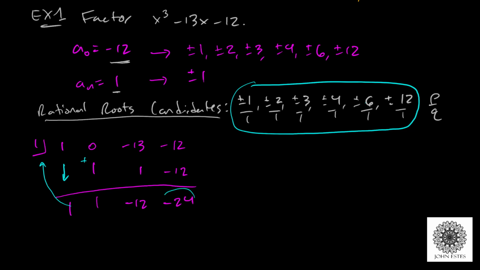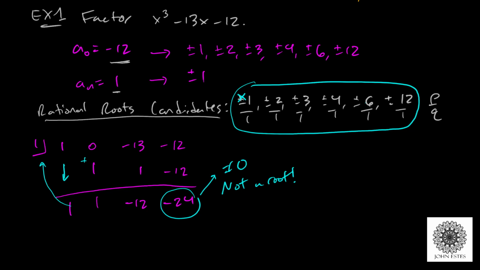And here is the tell. That's my remainder. The remainder is not 0, so 1 is not a root. Okay, so that's a failure, but even in failure, it's helped us because we have now eliminated one possibility. Positive 1 is not going to work. Alright, so we'll move on.